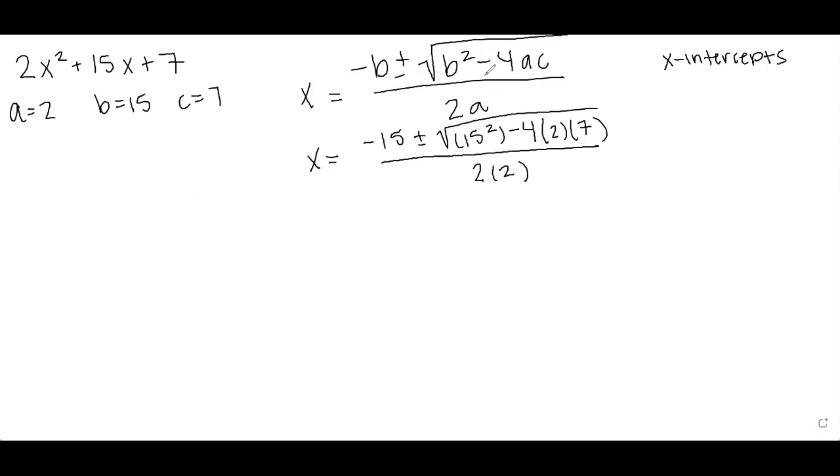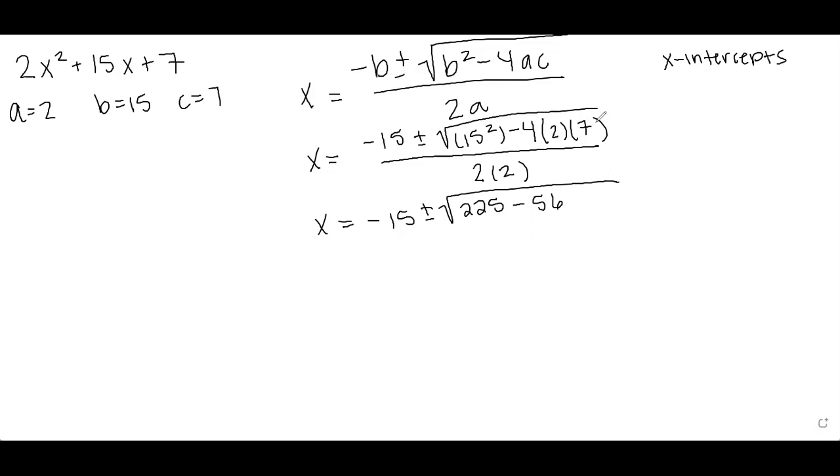So what am I doing first? Under the square root first. So 15 squared is 225. So negative 15 plus or minus the square root of 225. And then I also like to do this right here. So negative 4 times 2 is negative 8. Times 7 is negative 56. So minus 56.